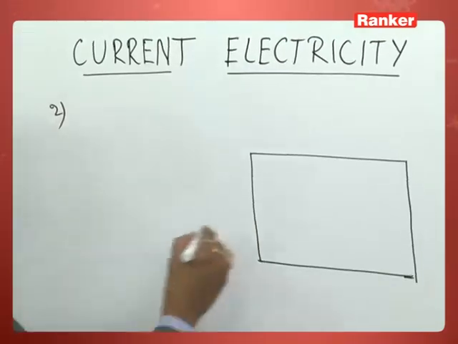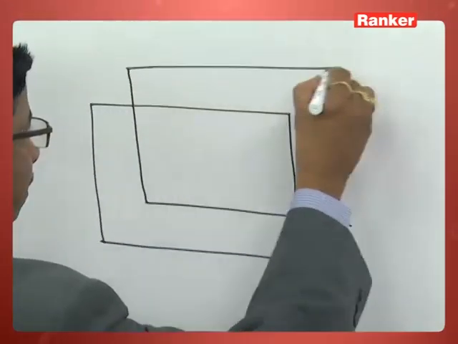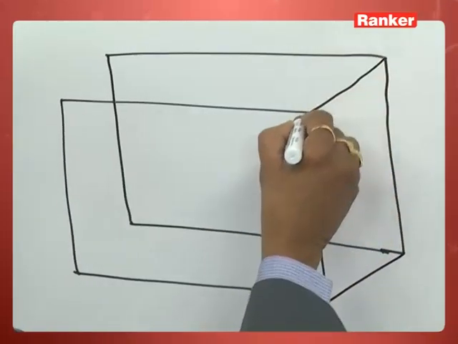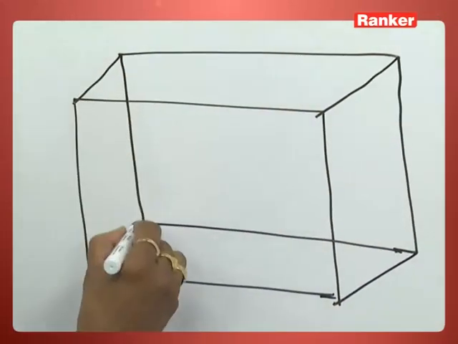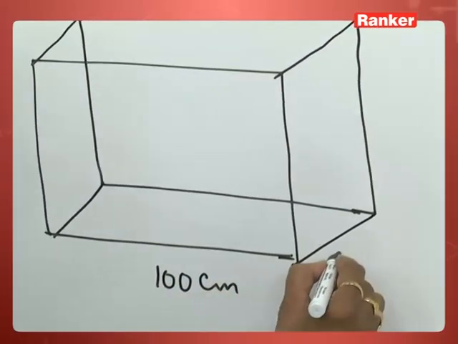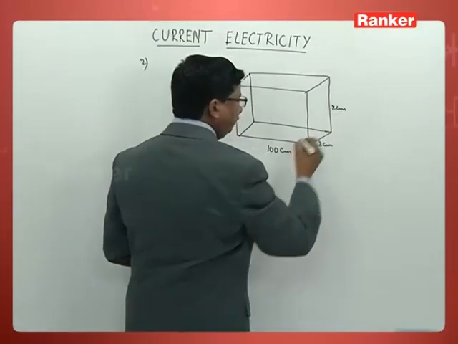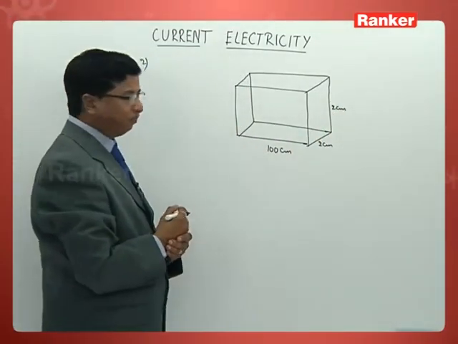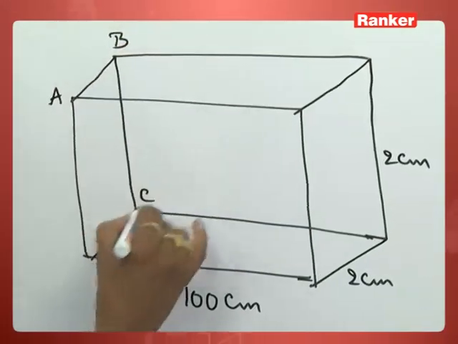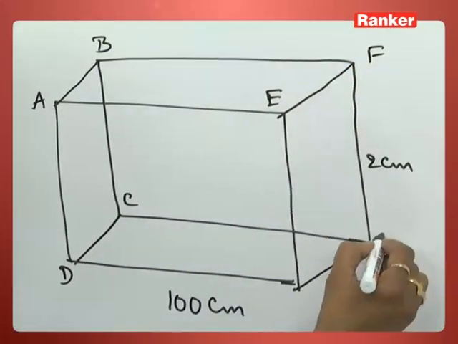You can just take up a block like this. And what are the dimensions of this block? He has mentioned, you see there, this is 100 centimeter given, this is 2 centimeter given, and this is again 2 centimeter given. Suppose I name them like this, A, B, C, D and E, F, G, H.